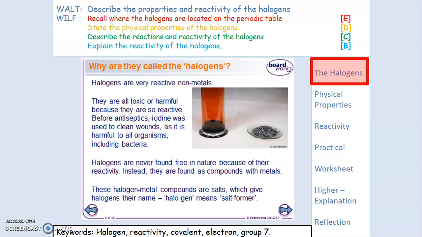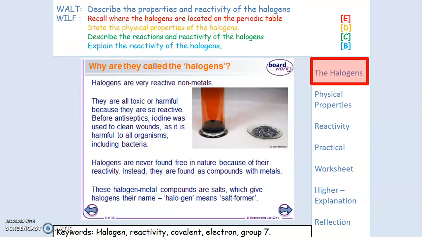Okay, so halogens are very reactive non-metals. They are all toxic or harmful because they are so reactive, and so they have been used for things like antiseptics, because they kill bacteria and other living organisms. It's also why we use chlorine in swimming pools in very measured amounts to make sure the water stays clean, or certainly clean enough for people to swim in.